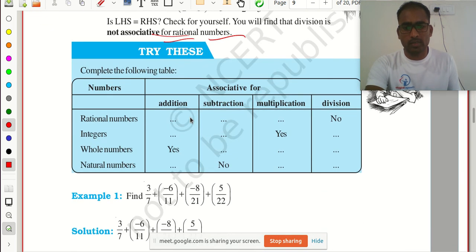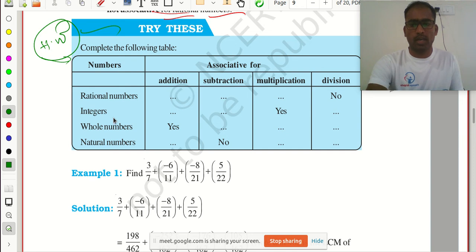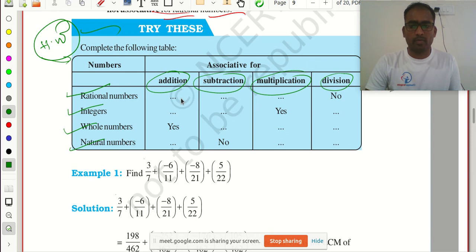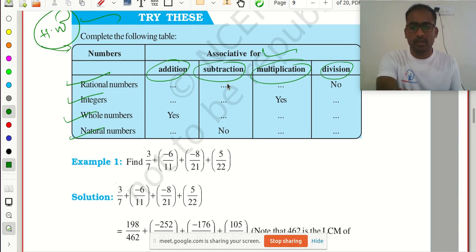You just fill this table after the class. You can treat this as homework. Easy one. We already discussed these things for rational numbers, integers, whole numbers and natural numbers in addition, subtraction, multiplication and division. Clear? For the associative property, fill the table like this, as you already filled the table for the commutative property and the closure property.